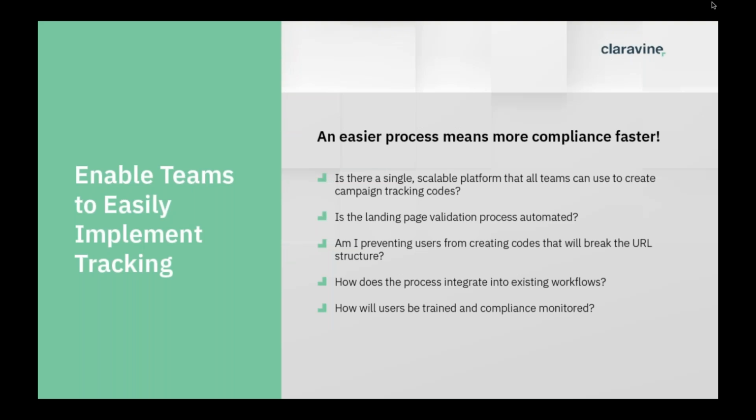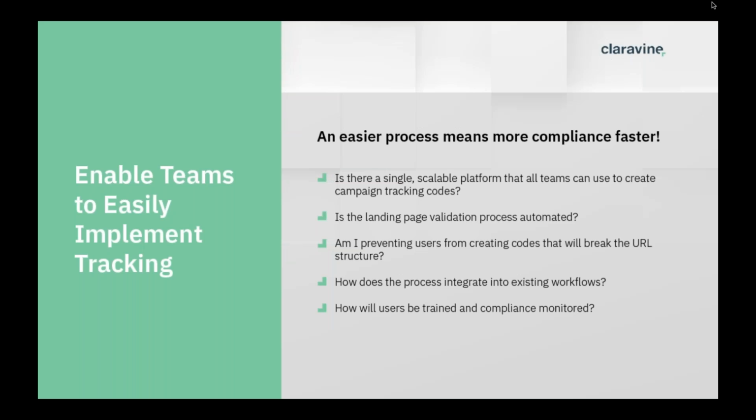Then the next consideration: am I preventing users from creating codes that will break the URL structure? Sometimes easier said than done since there are so many permutations. Are there existing parameters already present on the URL? So if you have a question mark, are you then populating all of the future parameters with an ampersand? How are you handling anchor links in the URL? Do you have that pound sign somewhere, and is that getting translated to the appropriate location?